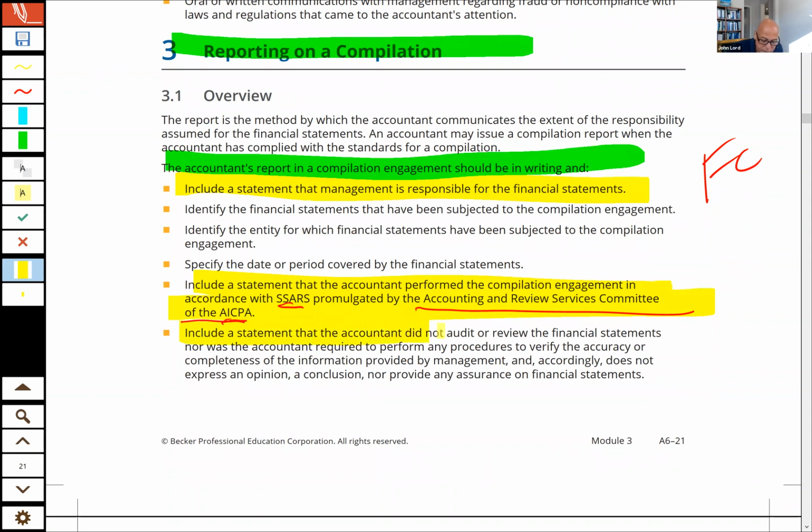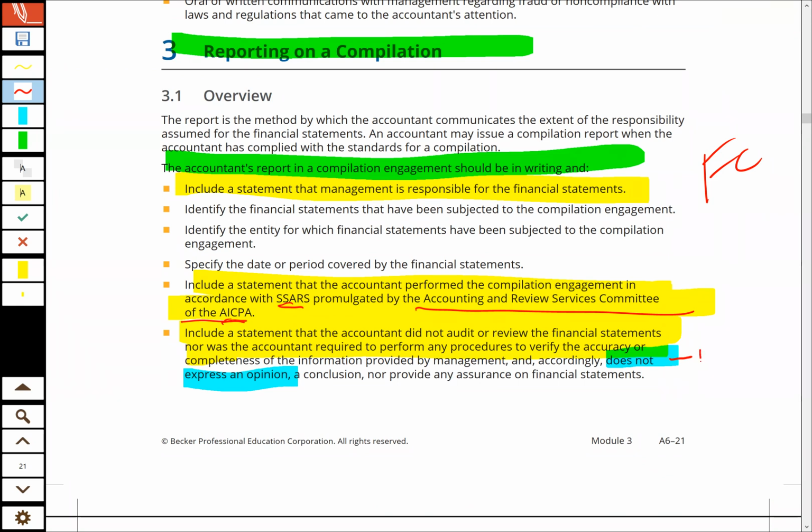Okay. Include a statement that the accountant did not audit or review the financial statements. So when we start issuing these reports, we like to call out the higher level of services. So it's a compilation report, so we say we didn't review. It's a review report, we'll say we didn't audit, and I'll show you that when we look at the reviews here in a couple seconds, okay? Nor did we perform any procedures to verify the accuracy or completeness of information, and we do not express an opinion. If we say that we do not express an opinion, what do we call that? Matthew?